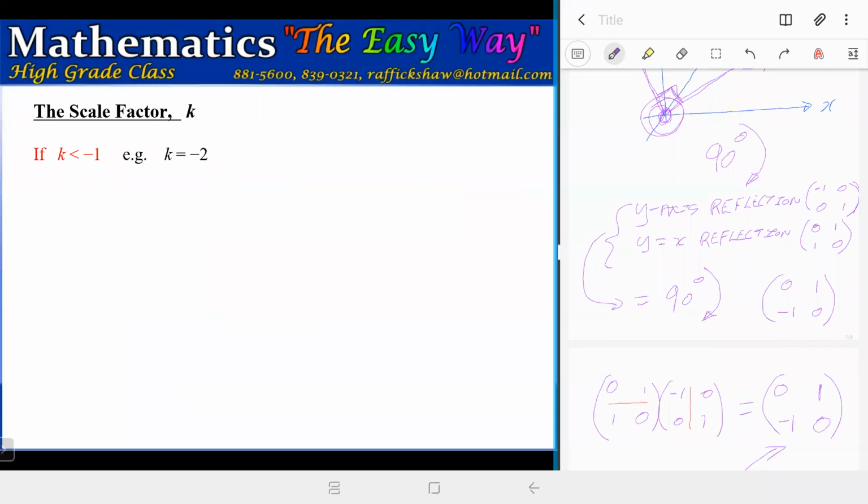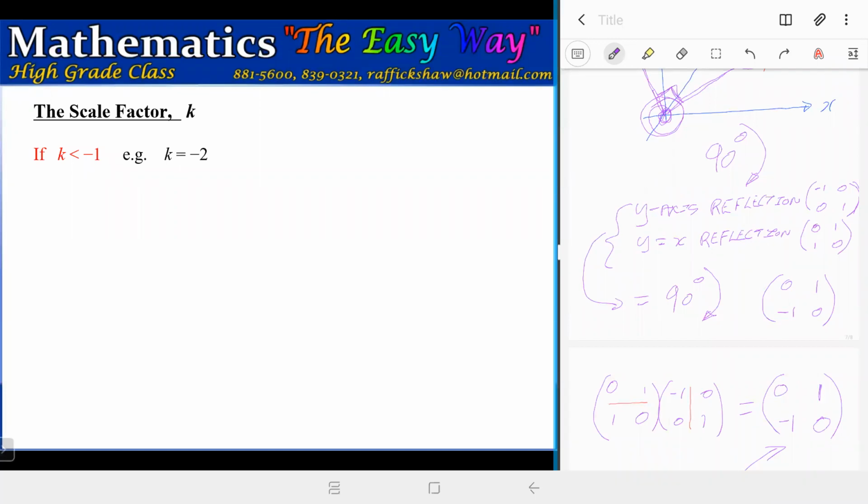Let's look at a negative 2 now. Now we're looking at a negative 2. The value 2 is going to make the image twice as large, and it's also going to be twice the distance from the center. That's what the 2 does.